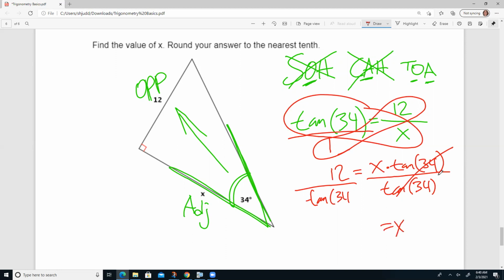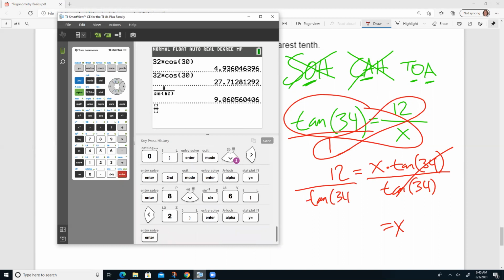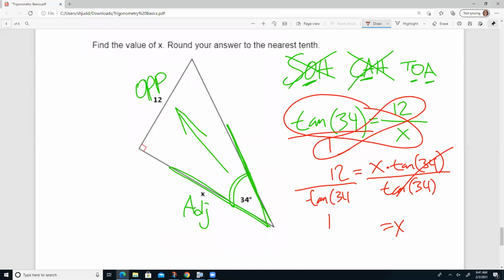Again, I'm going to have to compute that on my calculator and then round to the nearest tenth. So I will have 12 over the tangent of 34. And over here, we're going to see that that 9 will make the 7 round up, so we'll have 17.8. Final answer. That's how you solve for side lengths using trig functions.